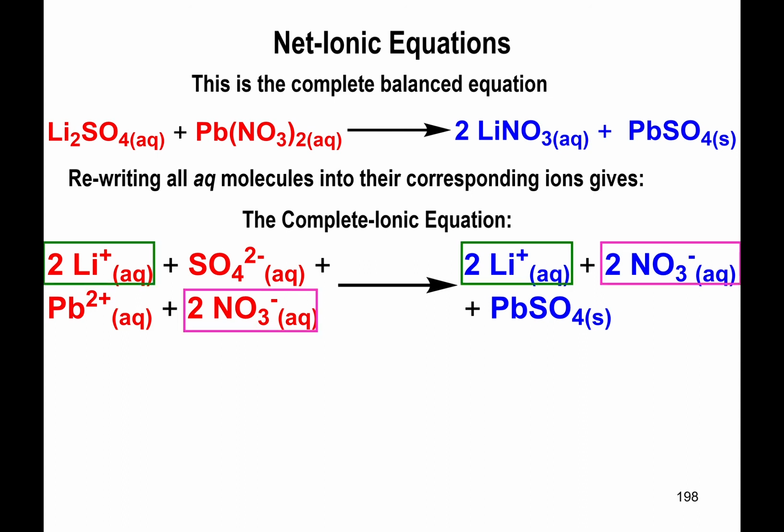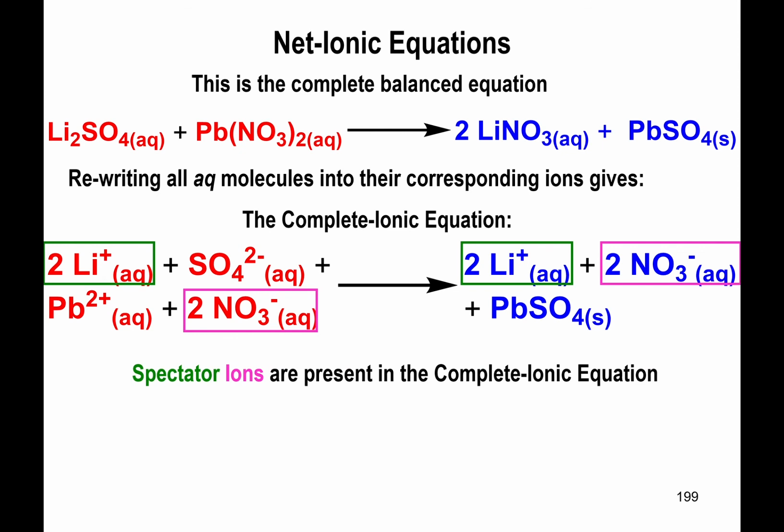Now, what you're going to notice right away when you split this complete balanced equation into the complete ionic equation is that you have two lithium pluses AQ on both sides of the equation, and you also have two nitrate AQs on both sides of the equation. We refer to those species which are present on both sides of the equation without any change whatsoever to either the charge or the physical state as spectator ions. And the spectator ions, by definition, are not actually doing anything chemically speaking.